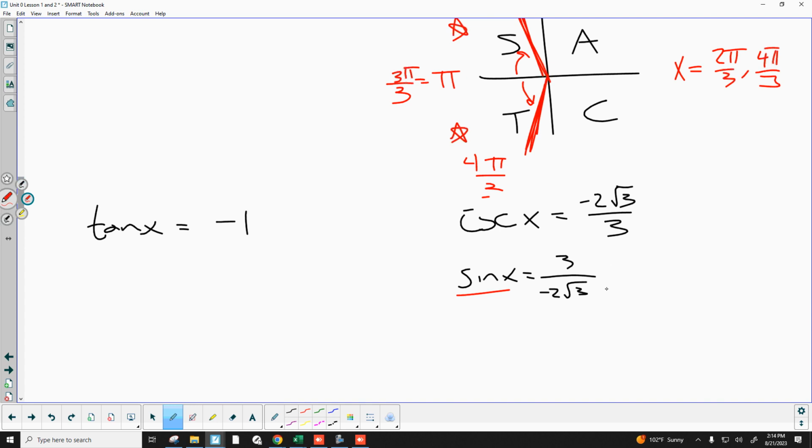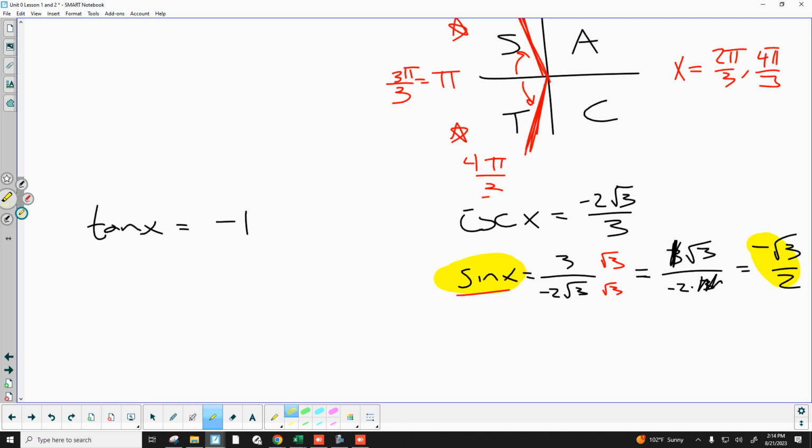This seems very, very complicated. But then after rationalizing, I get 3 root 3 over negative 2 times 3. Oh my goodness. Negative 2 root 3 over 3 is the same as root 3 over 2 flipped. So the question really is the same as asking, when is sine producing a ratio of negative root 3 over 2? Now that we have that, we think about our triangle.